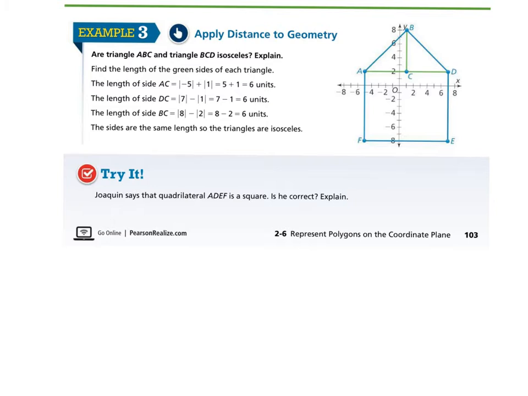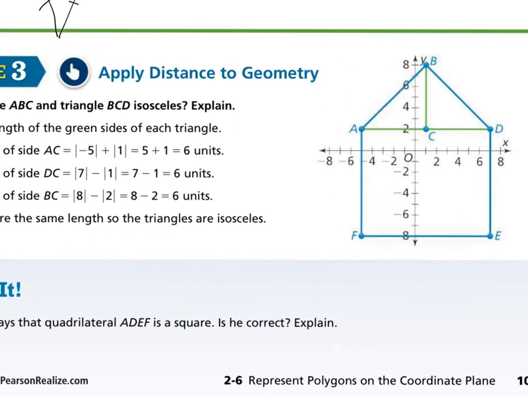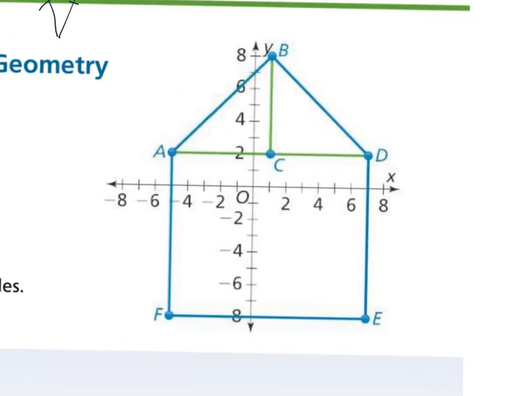Example 3 is asking if triangle ABC and triangle BCD are isosceles. First of all, we have to know what isosceles means. Going back to isosceles, we talked about before, isosceles kind of looks like an ice cream cone. It's got two sides that are the same length. So that's what we need to see here, if these have two sides that are the same length or not. These are actually going by ones here, so it's up to you which method you want to use. It's totally up to you which way you prefer here.